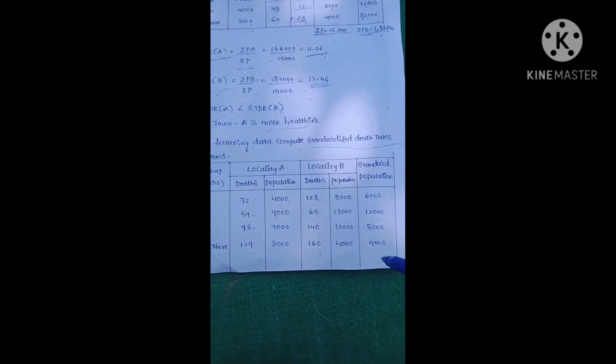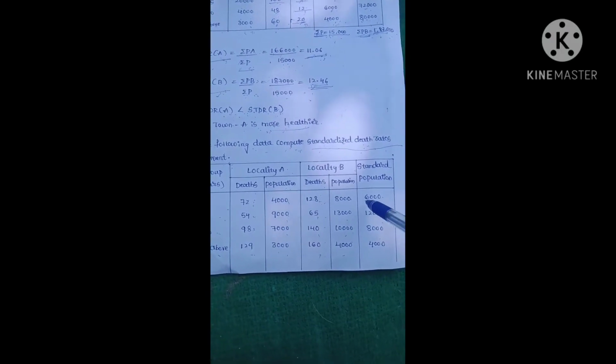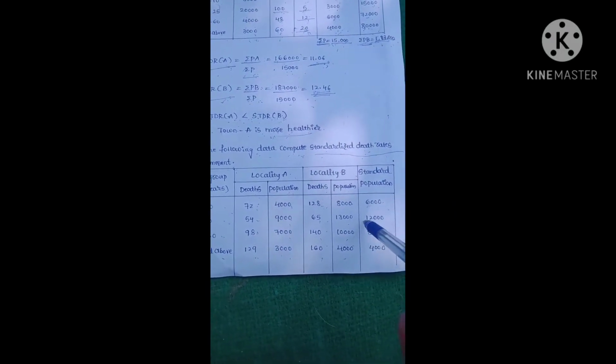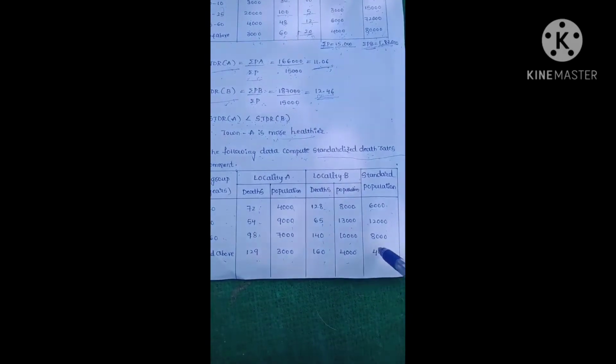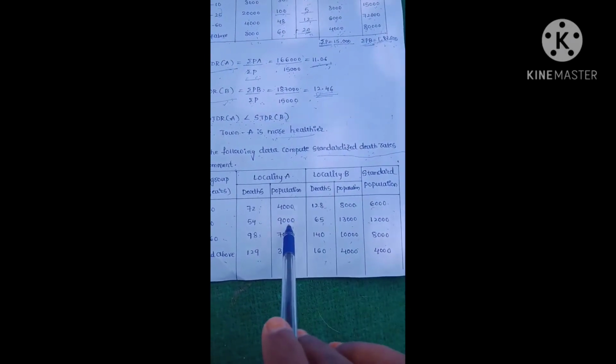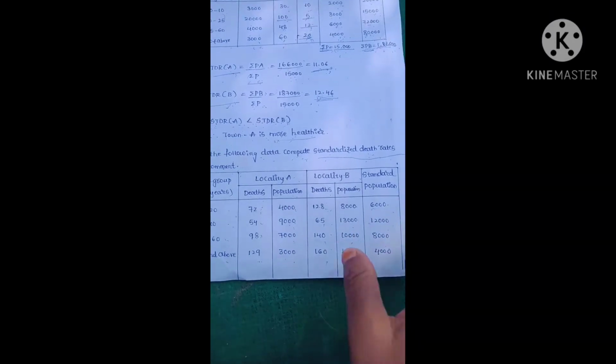Next, the last column is the standard population. What are the standard population values? 6,000, 12,000, 8,000, 4,000. By using this table we have to calculate the standardized death rate.